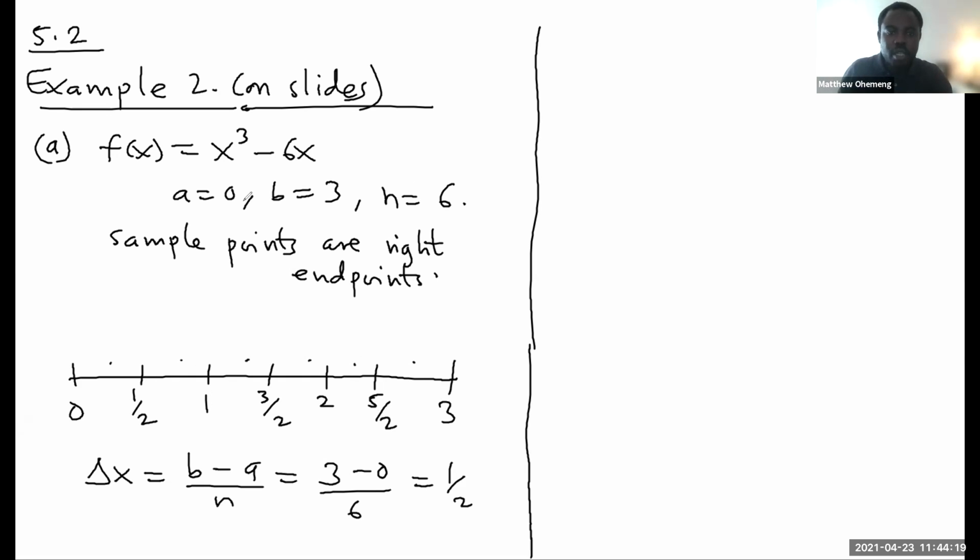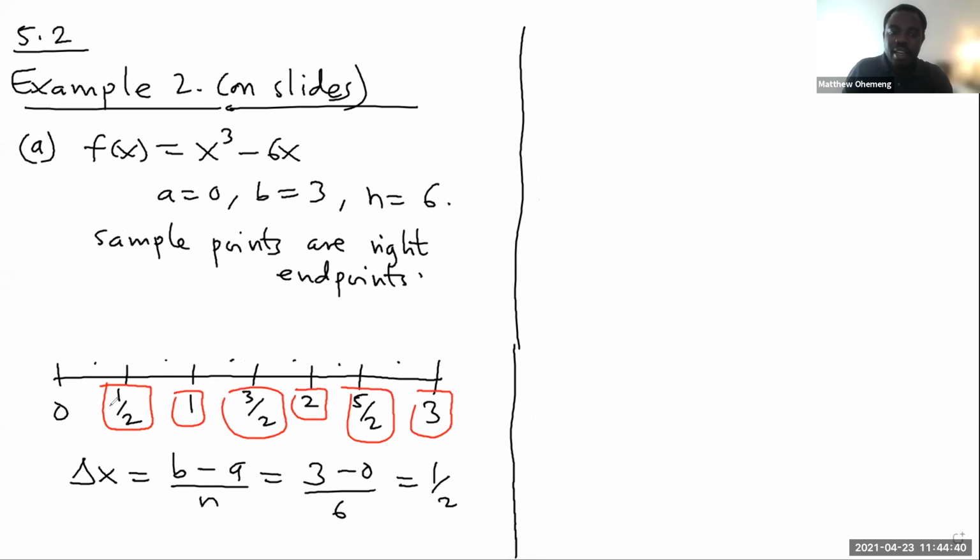Now with these intervals, what it's saying is use the right endpoints. So that means for the first interval, I'll use this sample point to get my height. For the second interval, I'll use this sample point. For the third interval, I'll use this sample point. For the next one, I'll use this. For the next one, and the last one, I'll use this. Right? So the width is 1/2, and then the height is determined by the right endpoints. So now let's calculate this.